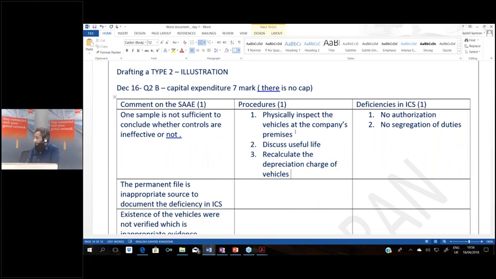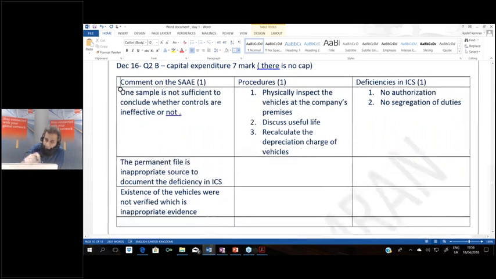Yes, exactly, Kesar, you can write any of those procedures, right? But see, I tell my students that the comment on the sufficiency is in the case study. You read the case and you found the comment on the sufficiency, right? Then deficiencies is in the case. You read the case and you found your deficiencies. Procedures is the balancing figure. I found 3 comments. I found 2 deficiencies. So procedure became balancing. So in the exam paper, keep procedure as a balancing figure.